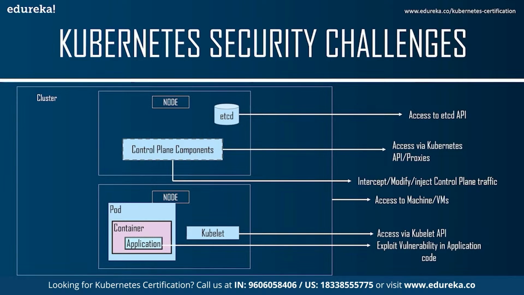There are various ways that an attacker could attempt to compromise your Kubernetes cluster and the applications running on it. So now the diagram that you can see on the screen has some vulnerabilities or security problems that can occur in your Kubernetes cluster. One of them is easy access to the etcd API. Also, the breachers can access via the Kubernetes API or proxies. They can intercept, modify or inject control plane traffic. They can also access the machine or VMs as a whole. They can access via the kubelet API and exploit vulnerabilities in application code.